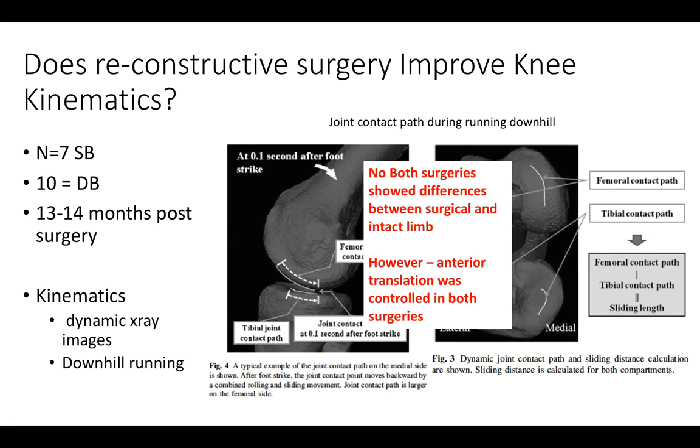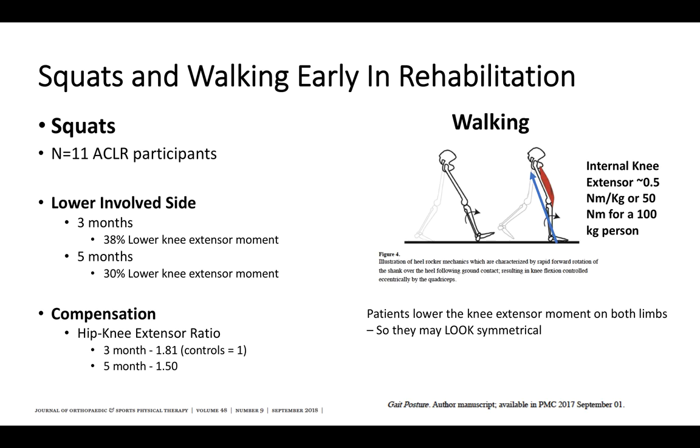By doing that, they were able to establish that both surgeries showed differences between the surgical and the intact limb. However, anterior translation was controlled in both. So anterior translation was actually over-controlled in both. So surgery doesn't really restore normal kinematics, although it does help control anterior translation.